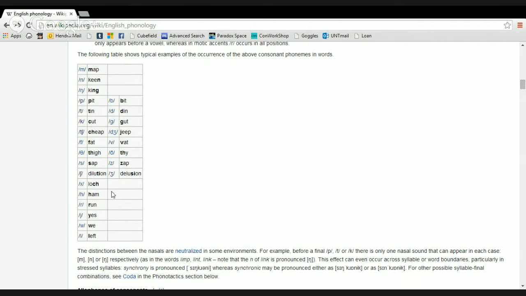We go down a little further. We have H, ham, R, run, J in phonetics. And this can be a little confusing because in English J makes the J sound, but in phonetics, J makes the Y sound, like in Germanic languages, which also often use J to write that sound. So remember that in English writing it's J, but phonetically it's always a Y. So yes. W for W, we, and L for L, left. So those are the English consonants.